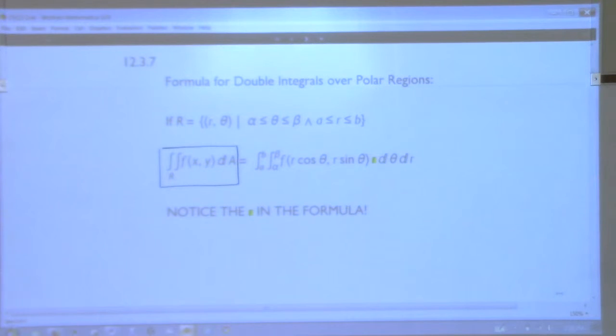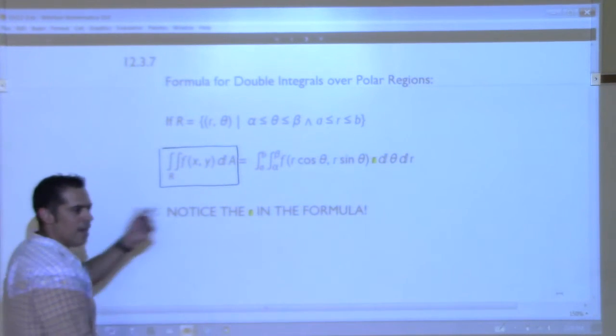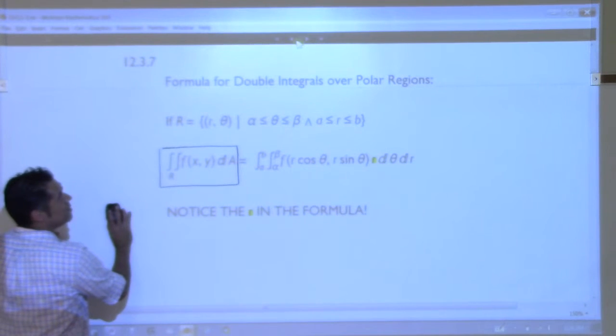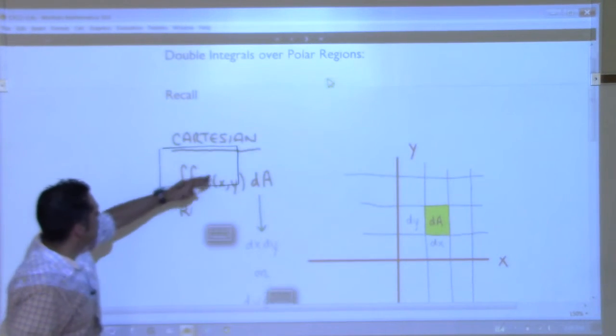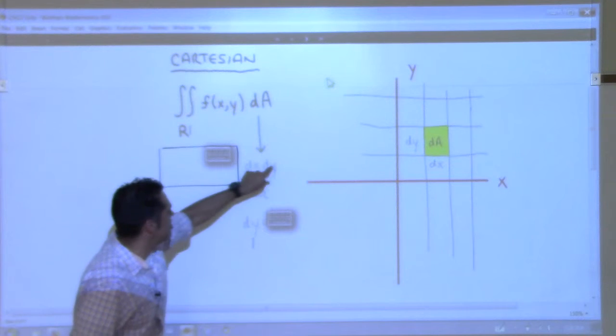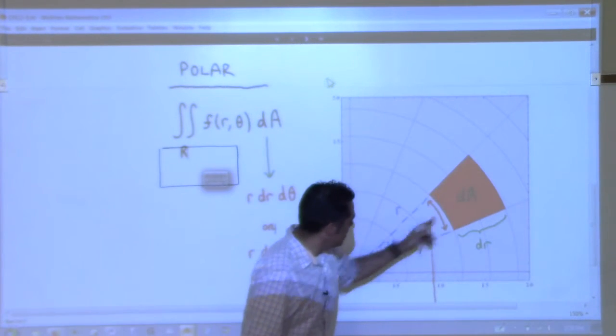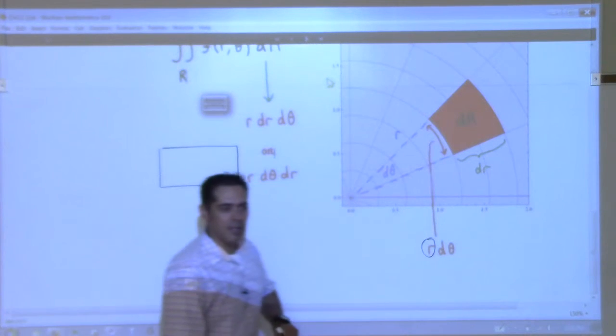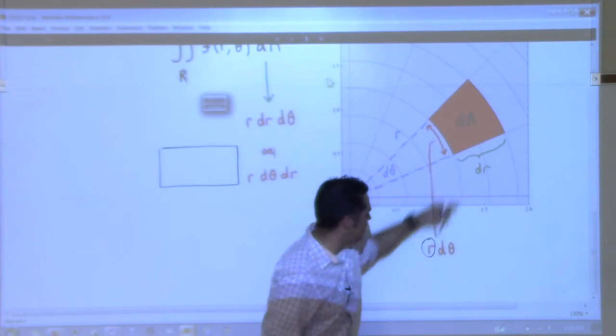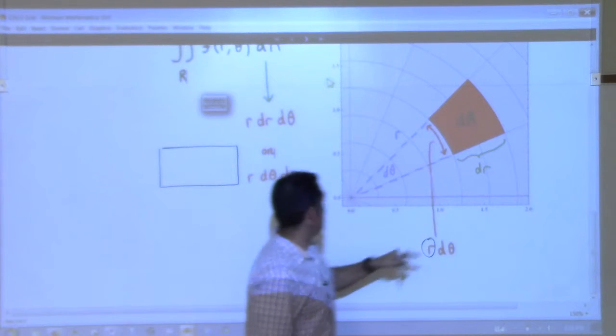But then I have highlighted here that r. Where did that r come from? That's the formula I was just trying to convince you of. Look, when we do dA in Cartesian, it's just dx dy. But when we convert to polar and we try and get this area, we get this little r that pops in here. It's not just going to be dr d theta. It's going to be r dr d theta.